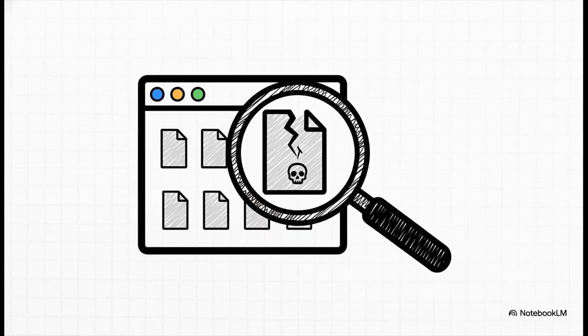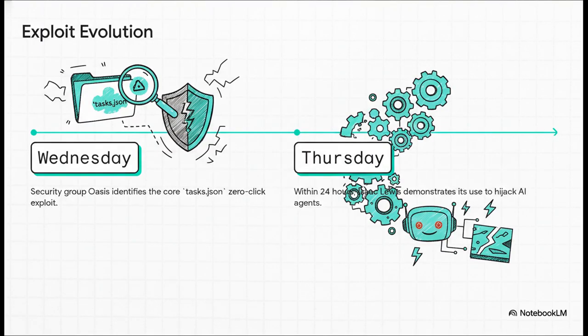The weak link here is a file called tasks.json. It's a standard part of Visual Studio Code and all the editors based on it, and it's supposed to be helpful, automating routine tasks. But the security group Oasis figured out that this helpful little tool could also be turned into a weapon. And the speed here is just insane. On a Wednesday, Oasis finds the core vulnerability. By Thursday, we're talking less than 24 hours later, Isaac Lewis had already figured out how to weaponize it for a direct attack on AI agents. That's just how fast this world moves.